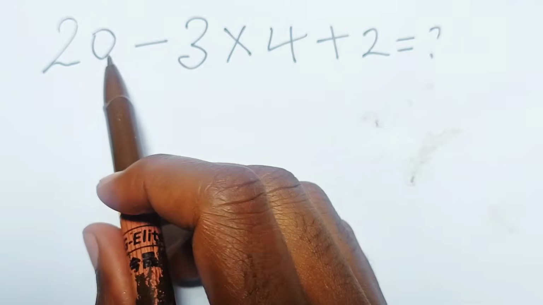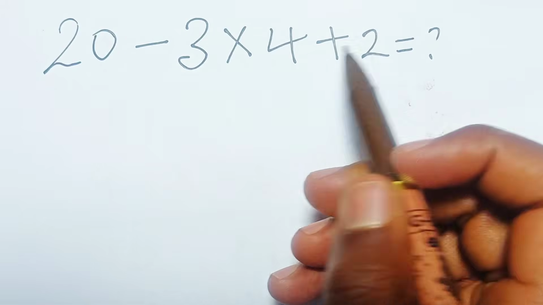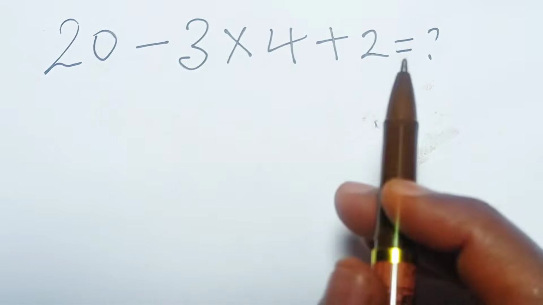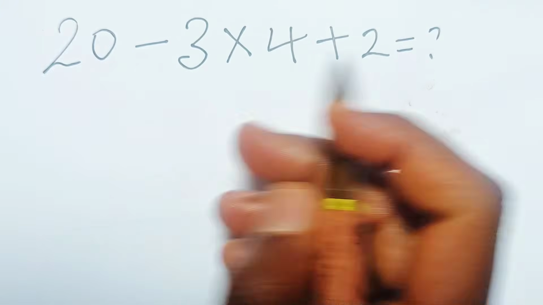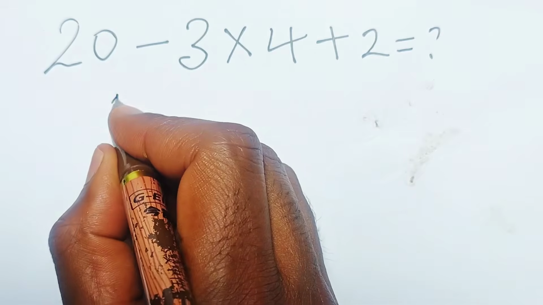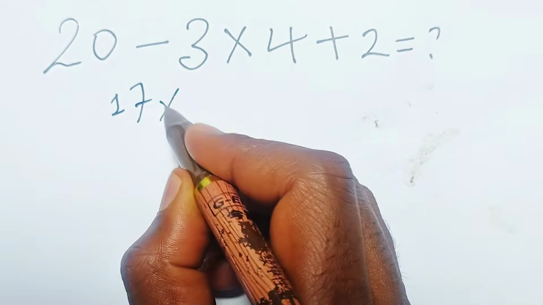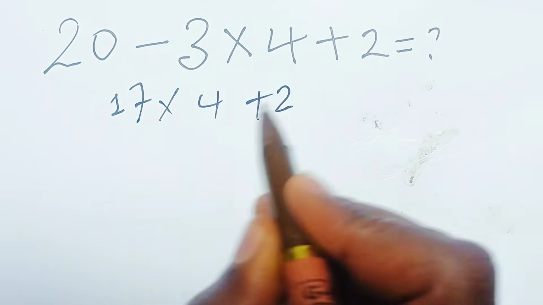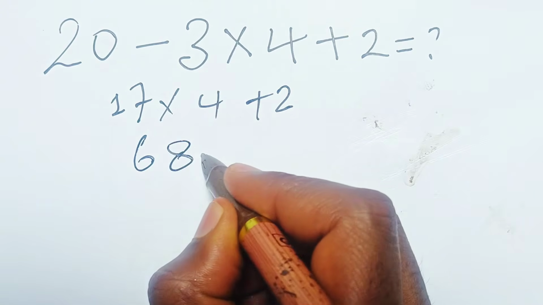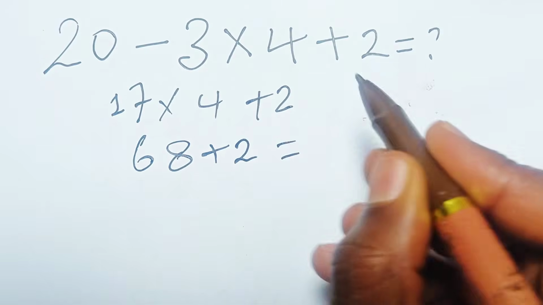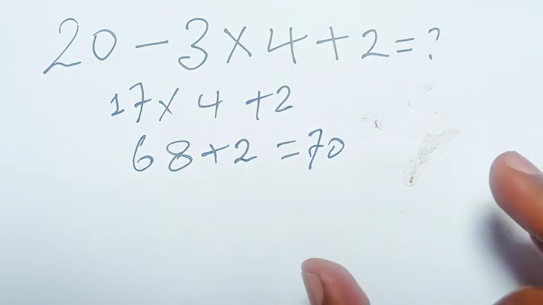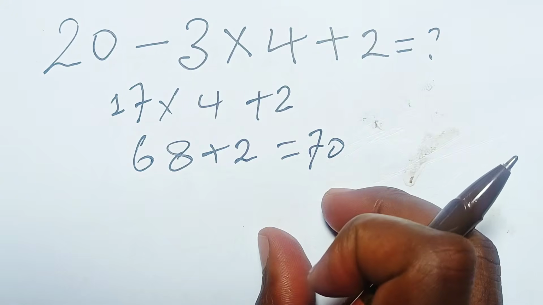Here we have 20 minus 3 times 4 plus 2. How much is it? So let's solve this question. You may solve it from left to right, which is 20 minus 3 is 17, times 4 is 68, plus 2. You may get 70. So this answer is incorrect because you are not following the order of operations.